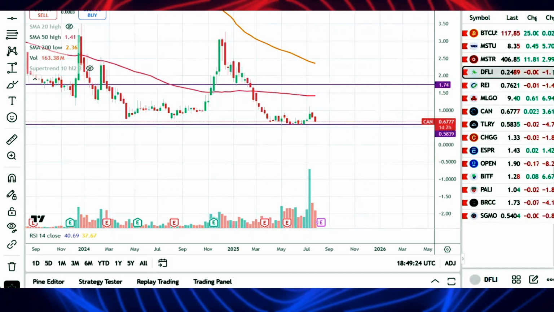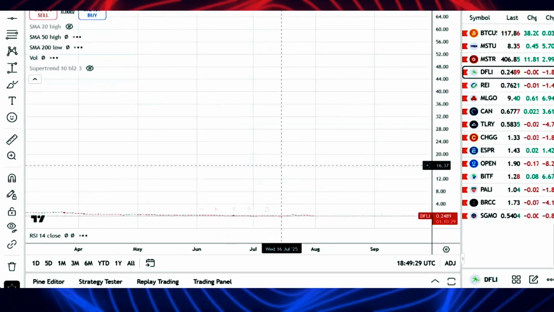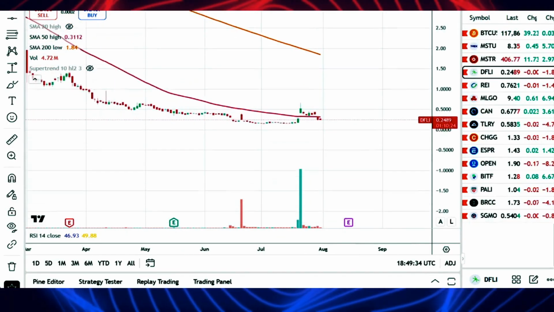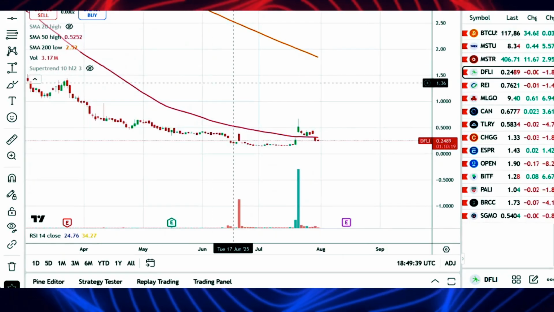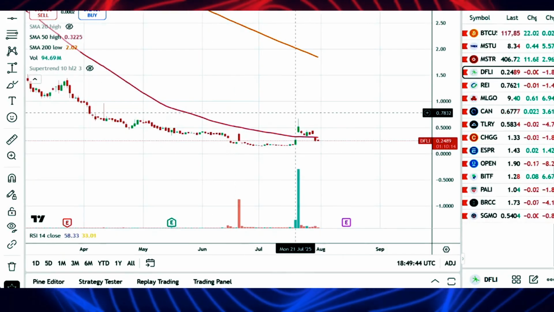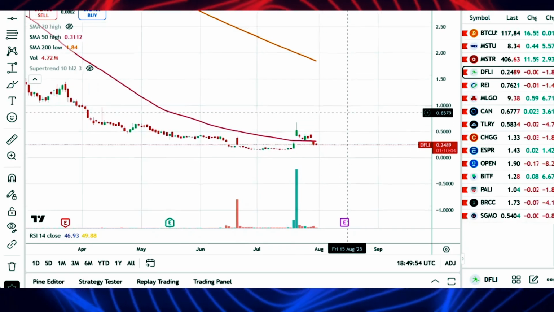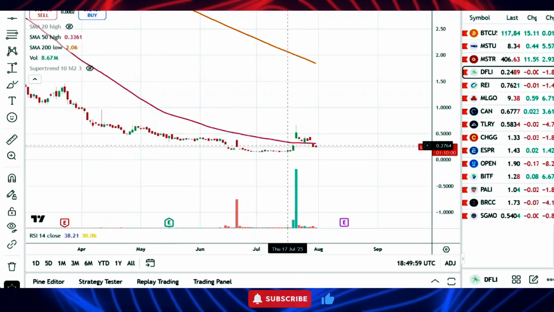Now, the last stock we want to take a look at is DFLI. So some news came out about some stock dilution, which is what caused this drop from here. But overall, this is a stock that I'm still in, and I personally, I'm not telling you what to do. Nothing is financial advice, for education purposes only. So what I'm doing is I'm dollar cost averaging into this stock because there's a clear trend reversal.